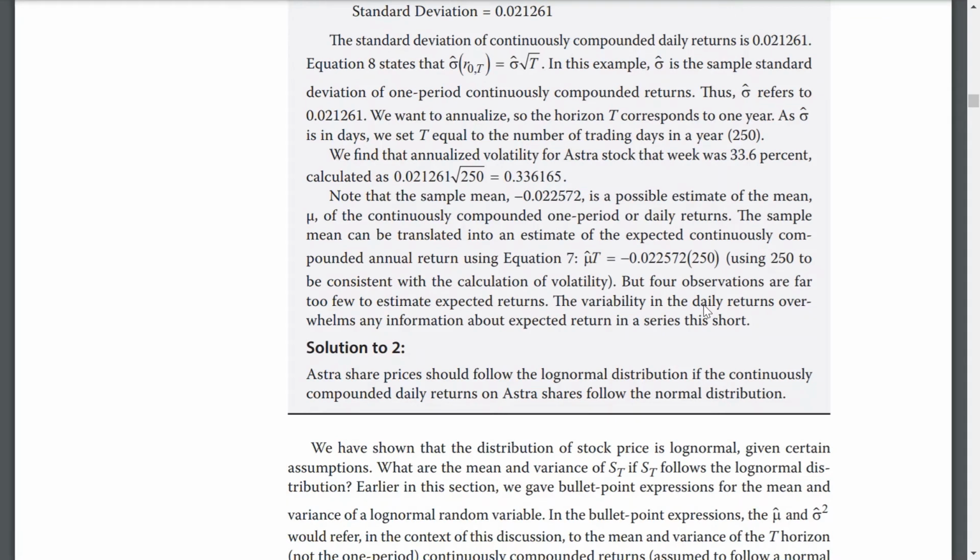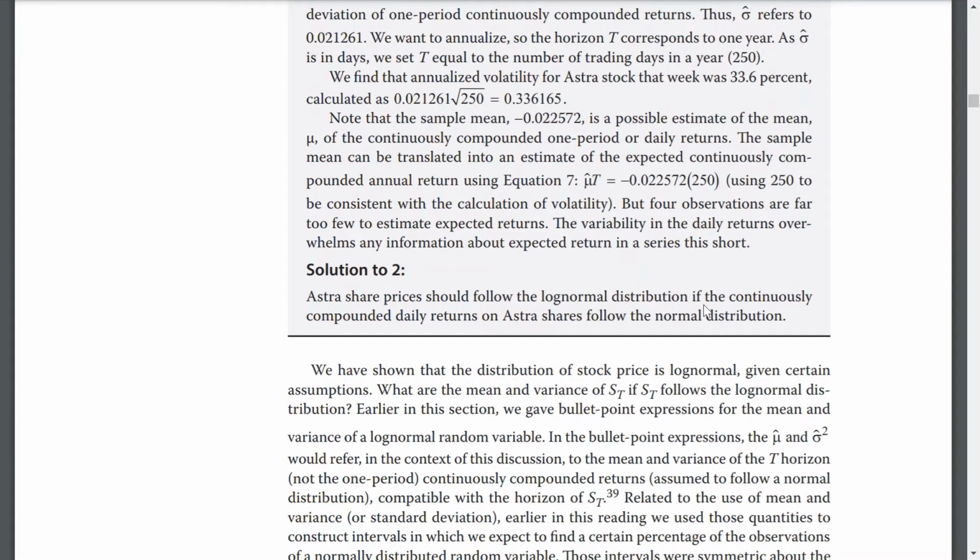Note that the sample mean is a possible estimate of the mean, mu, of the continuously compounded 1-period or daily returns. The sample mean can be translated into an estimate of the expected continuously compounded annual return using equation 7. But 4 observations are far too few to estimate the expected returns. The variability in the daily returns overwhelms any information about expected returns in a series this short.